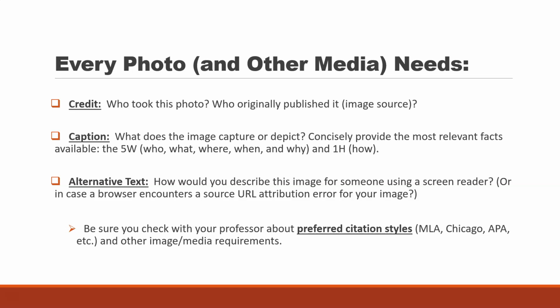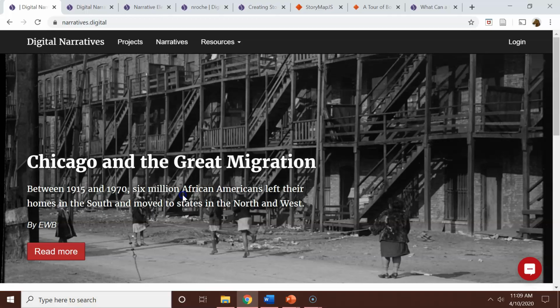And then you don't have to really have this prepped, but be aware that you will need to provide alternative text for your images, and that's just how you would describe the image for someone using a screen reader. It's also the text that would show up if there was some kind of error message with the display. Again, check with your professor if there are any preferred citation styles for the media that you'll be using on this project. So let's go ahead and head over to our digital narratives homepage here.